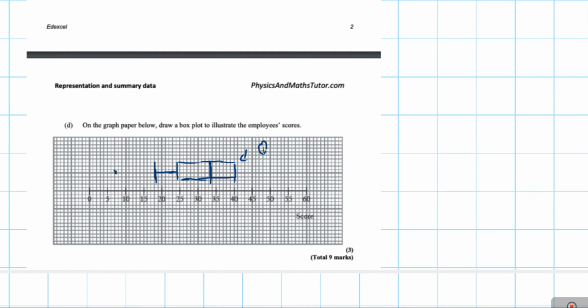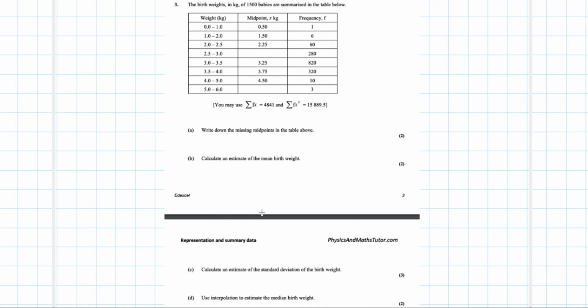So this is quartile 3, this is the median, or quartile 2, this is quartile 1, this is the range, and this is the outlier. And that's it for question 2. Question 3: the birth weights in kilograms of 1,500 babies are summarised in the table below.